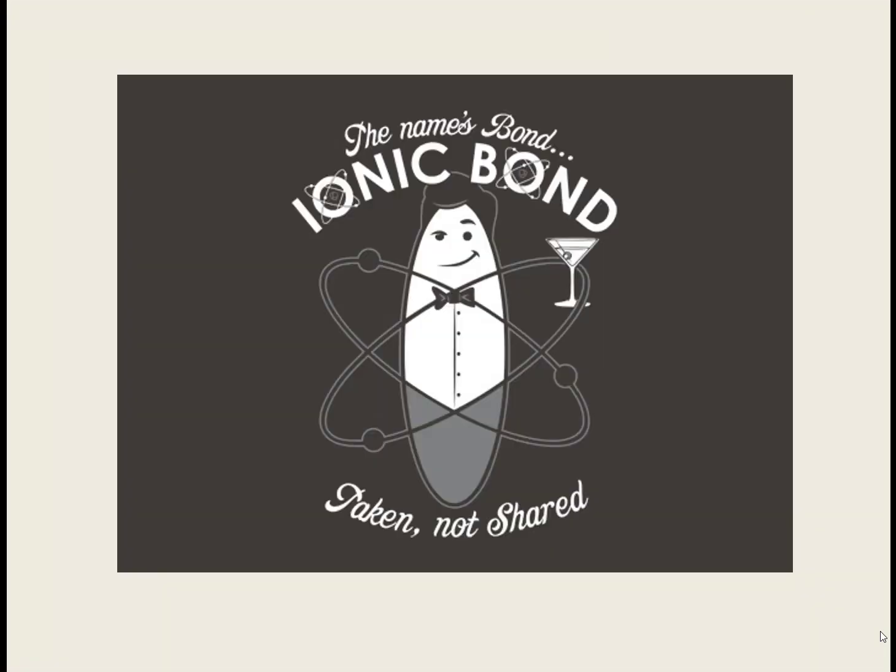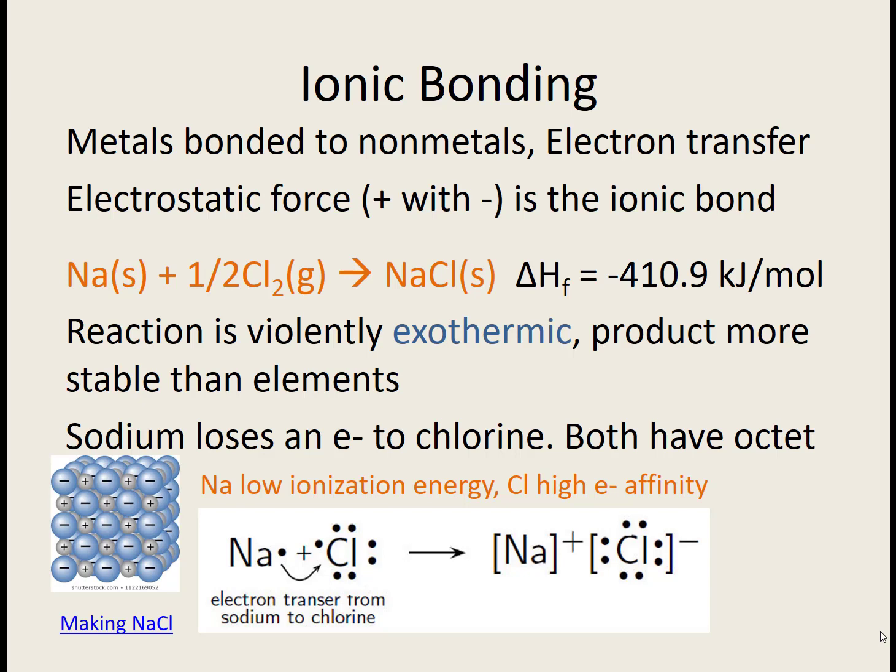So next, let's talk about ionic bonds. In ionic bonding, metals are bonded to nonmetals, and there's an electron transfer. When those electrons transfer, you end up with a positive cation and a negative anion. And what holds it together is that electrostatic force, or opposites attract.